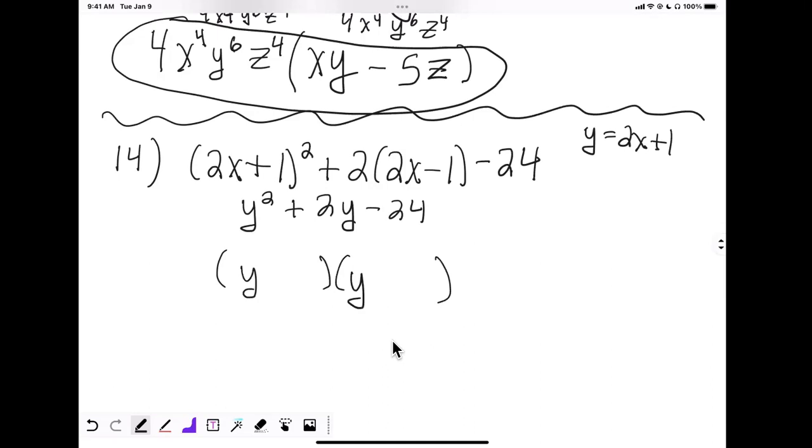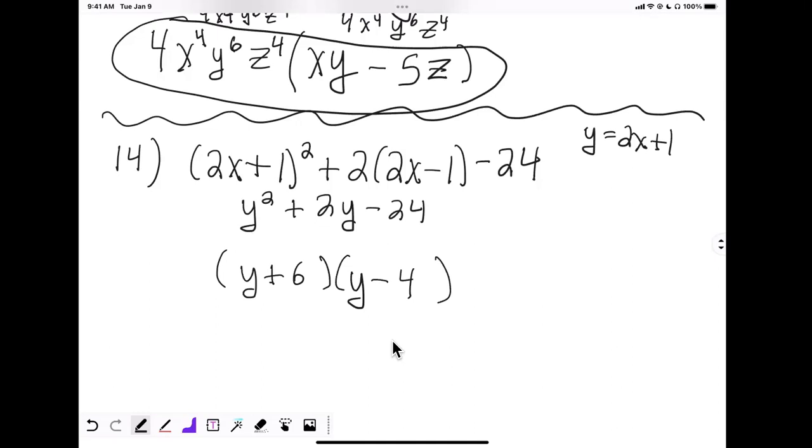It has to be a plus and a minus, because a positive times a negative is a negative 24, and a positive plus a negative will give you a positive if you put the bigger number at the positive. All right, so think of the things that make 24. 8 and 3, 12 and 2, 6 and 4. 6 and 4, because if I make 6 positive and the 4 negative, I get positive 2. 6 and 4. That's my factoring.